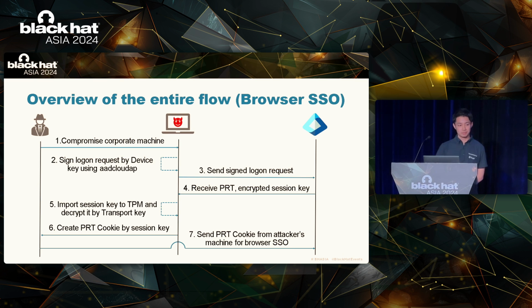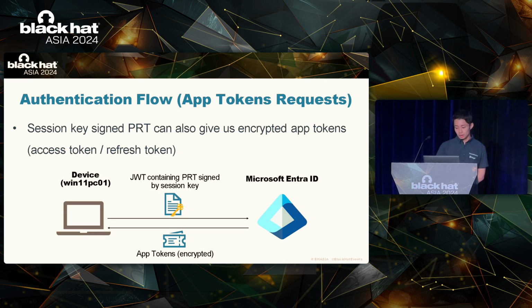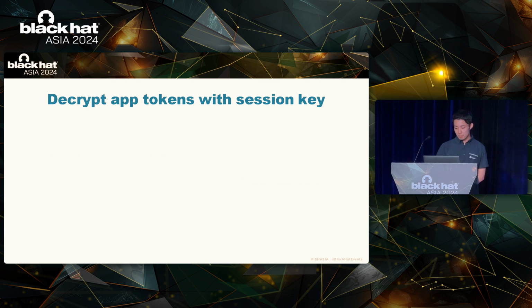But what if I want to have API access to Entra ID? There is another authentication flow that can give us app tokens for API access. By sending the PRT signed by the session key, we can also acquire app tokens for API access. However, these app tokens in the response are encrypted, and they cannot be used as they are for API. But actually, you can decrypt the encrypted app tokens with the session key.